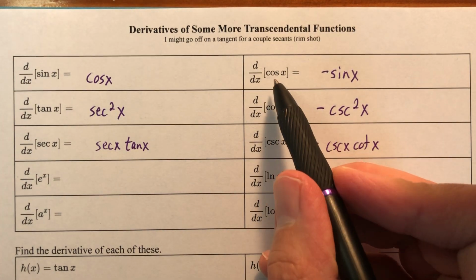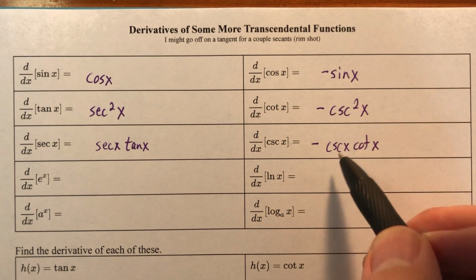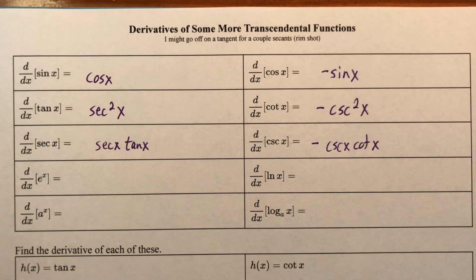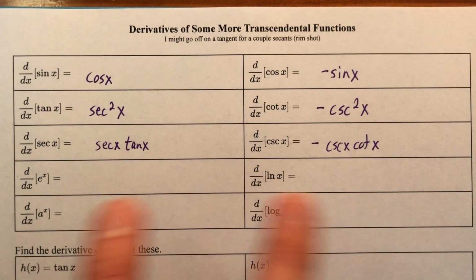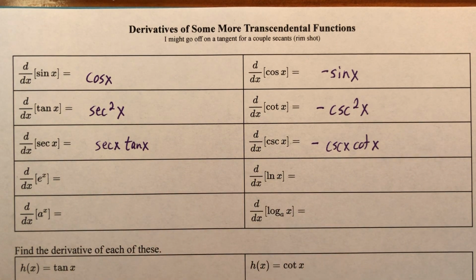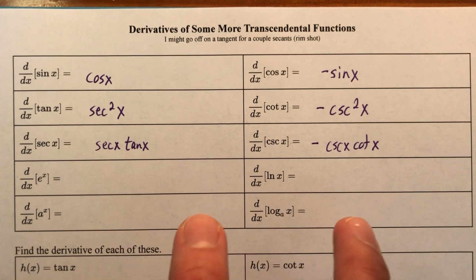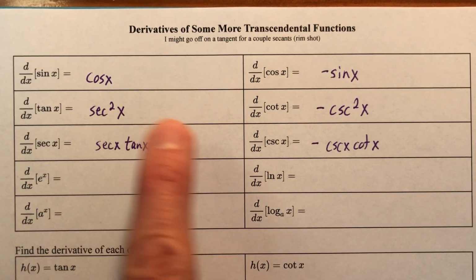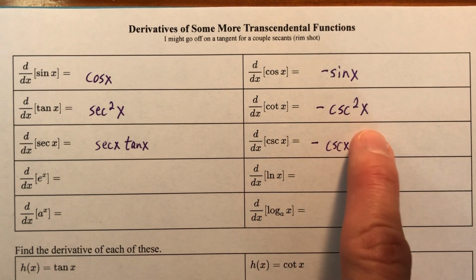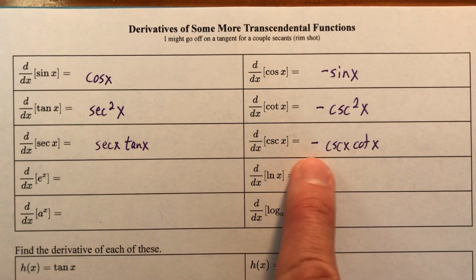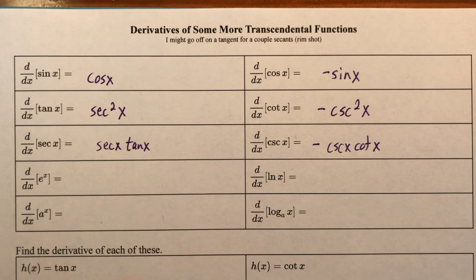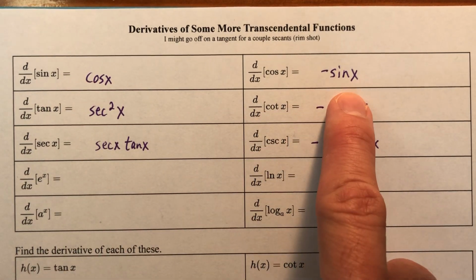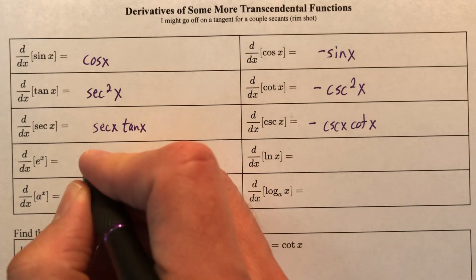Again, the derivative of any co- function is negative, and they are the opposite. Opposite's the best word I can think of at the moment. They are the opposite of their other counterpart. So secant squared becomes negative cosecant squared. Secant tan becomes negative cosecant cotan. Cosine becomes negative sine. All right, the derivative of e to the x, you knew that one.